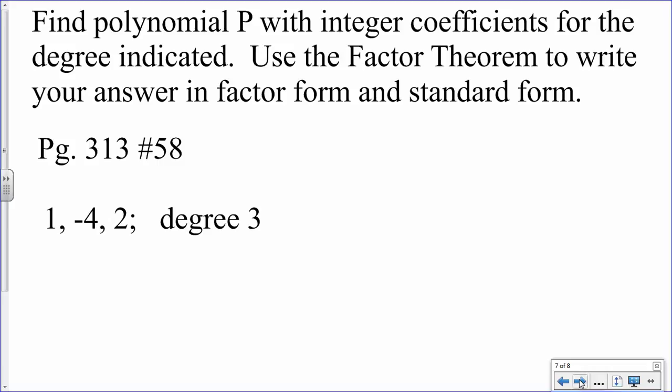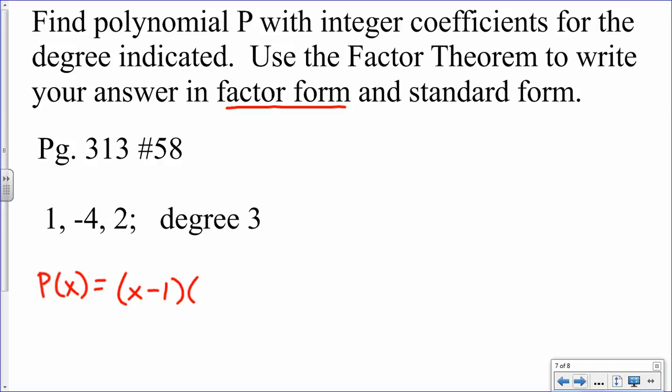Okay, so all I'm doing is writing a polynomial. We'll write it in factor form first, so that's the easy way. I'm going to call it p of x, p for polynomial. These are the zeros. Degree 3 means you should have 3 zeros. Okay, I do. So if my zero is 1, that means my factor is x minus 1.